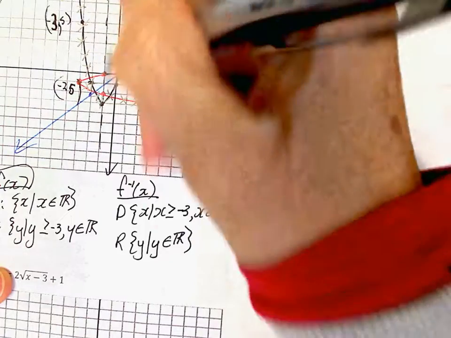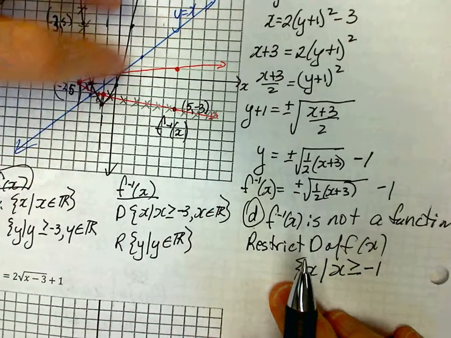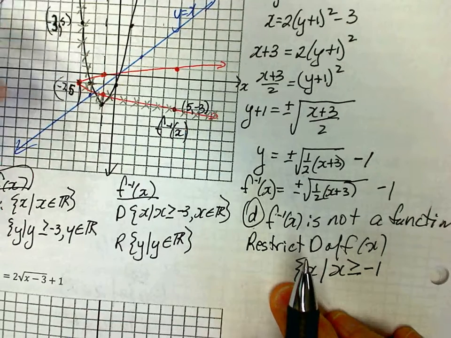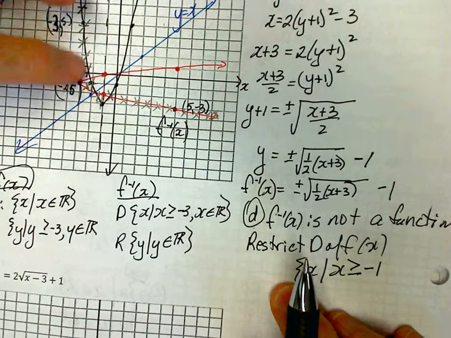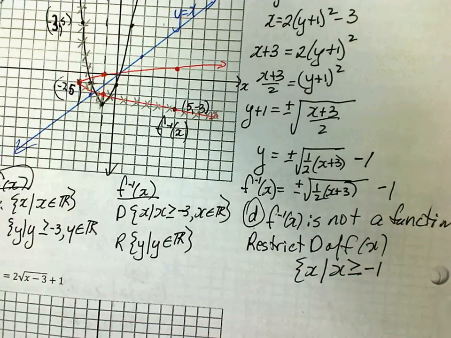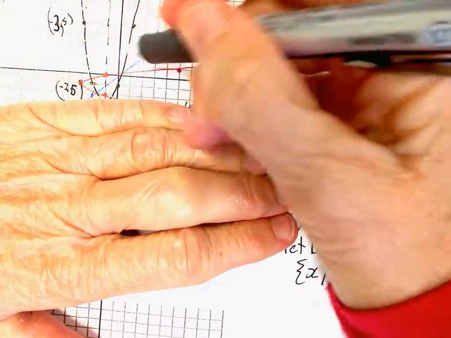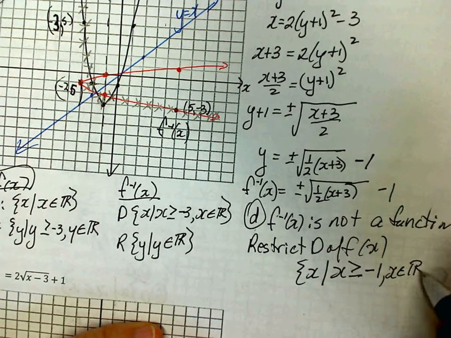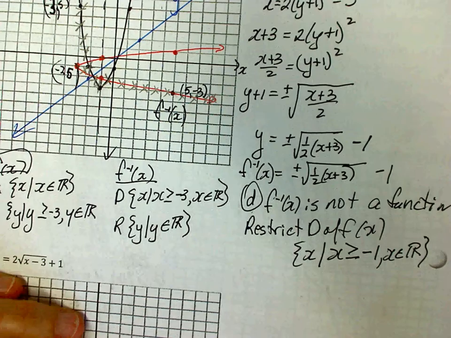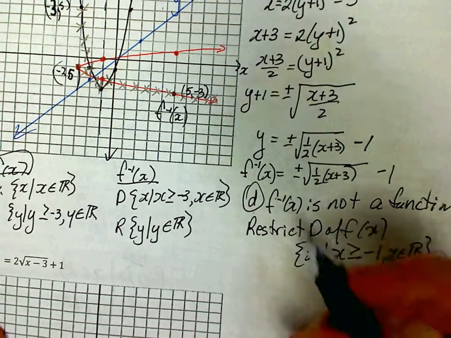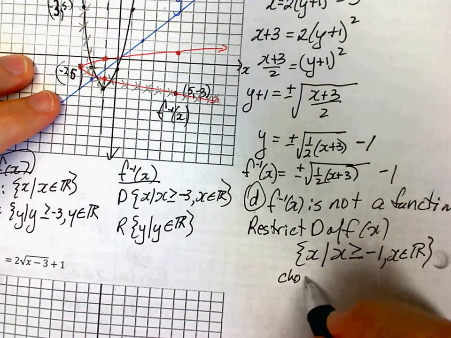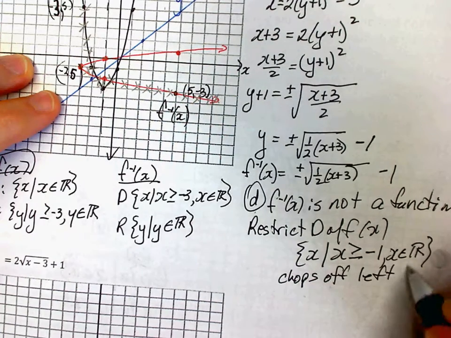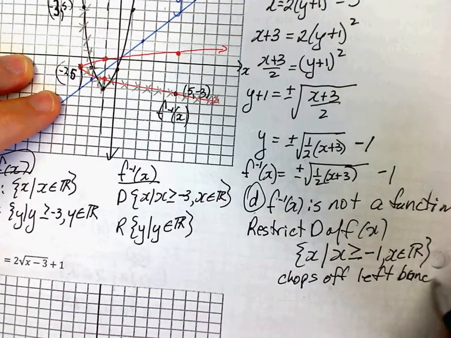We're just cutting f of x in half, so now we only have one branch, and because we only have one branch, when we reflect it over the y equals x line, we only have the top branch. So then, with only one branch, you can see it passes the vertical line test. So x is an element of real numbers. This chops off the left branch. Right? That's what it does.